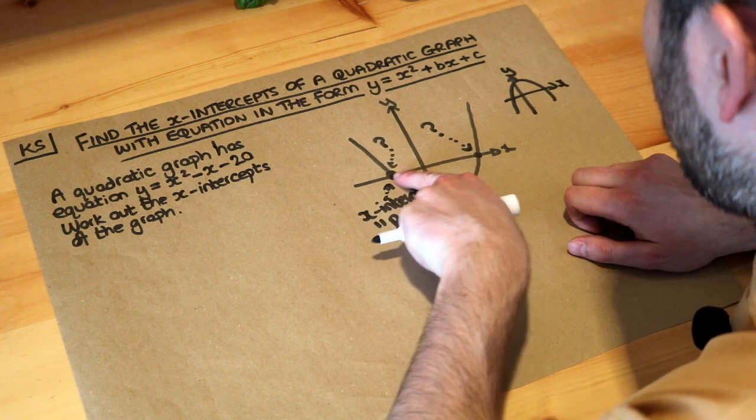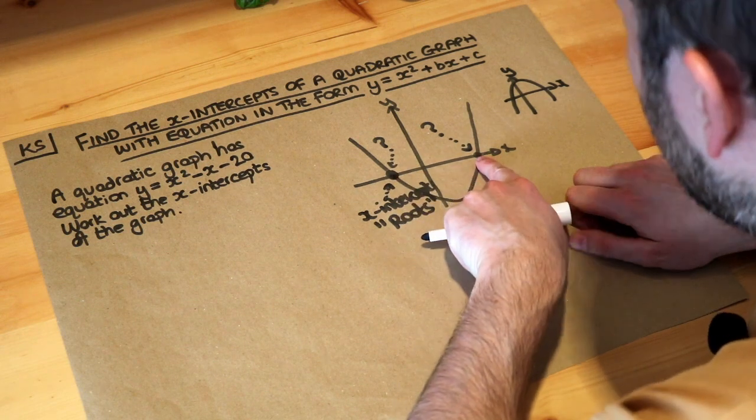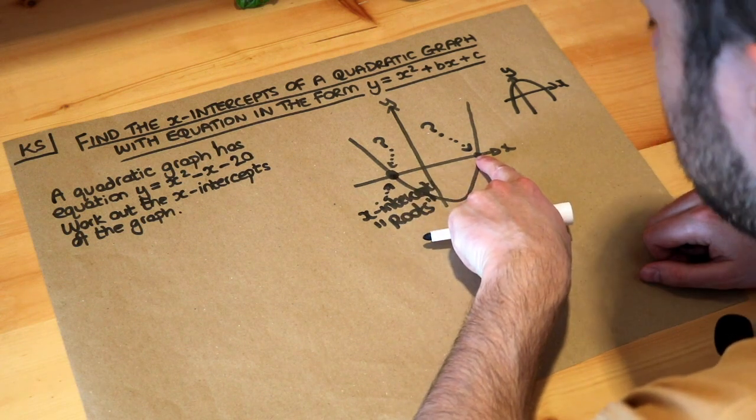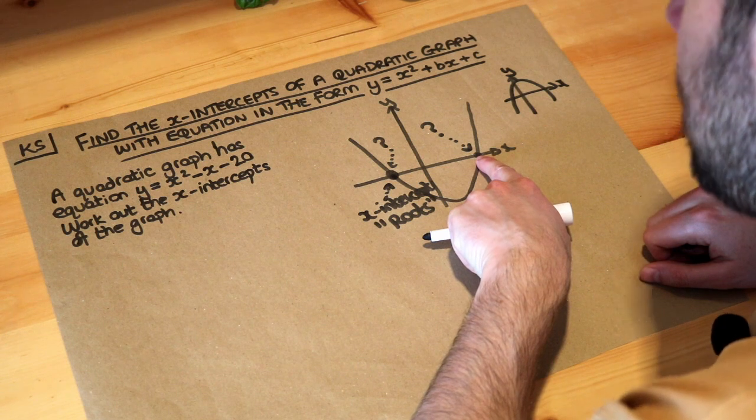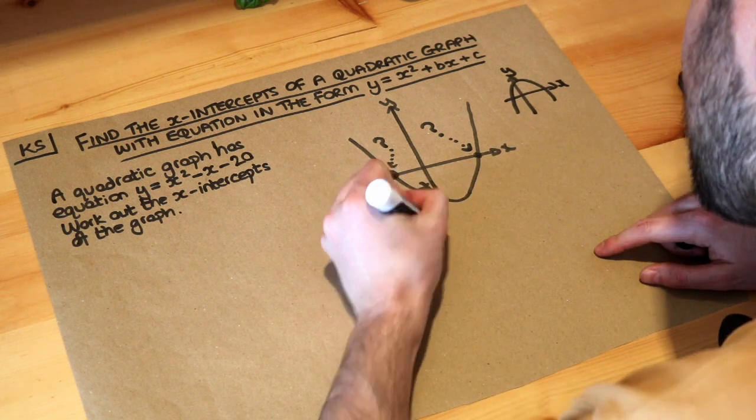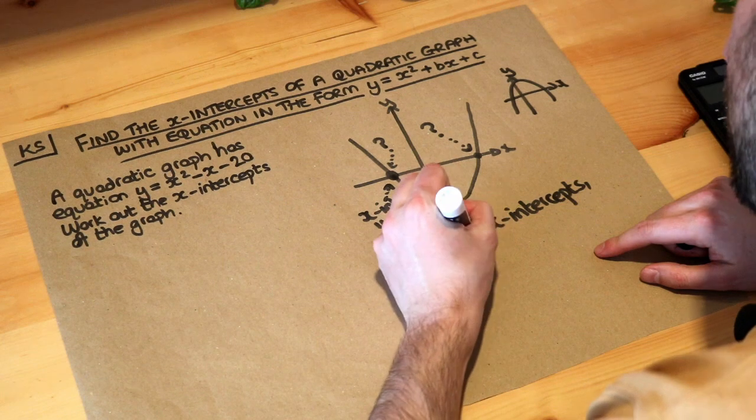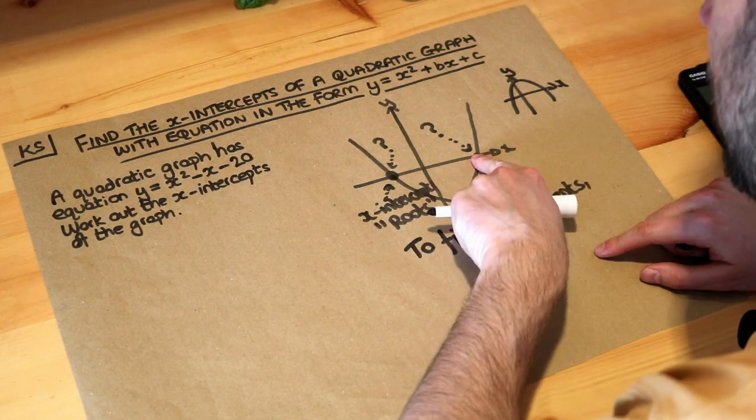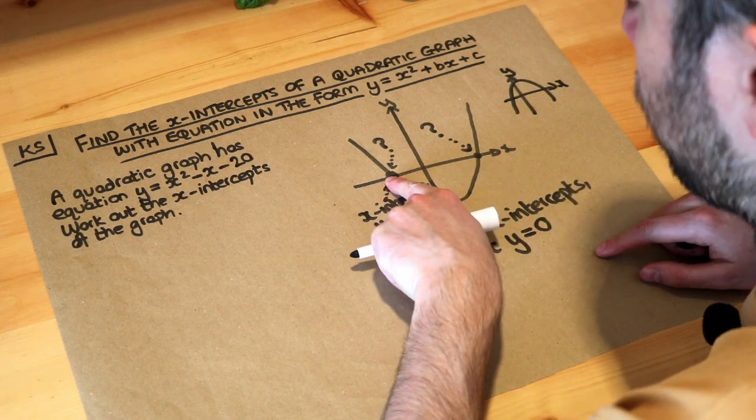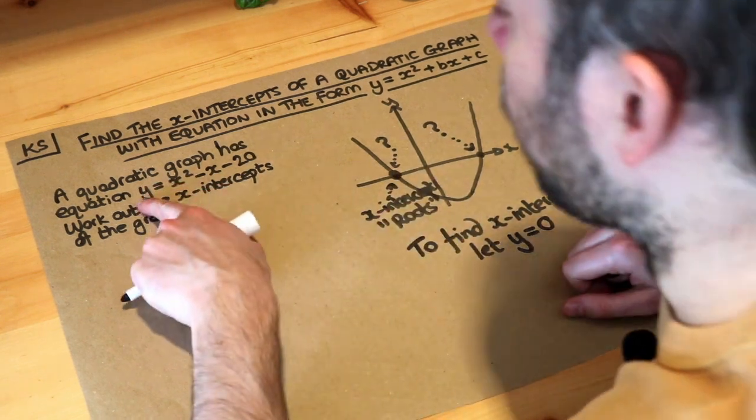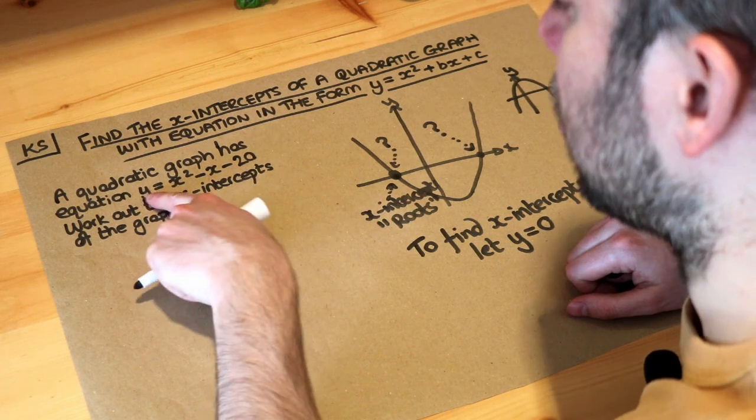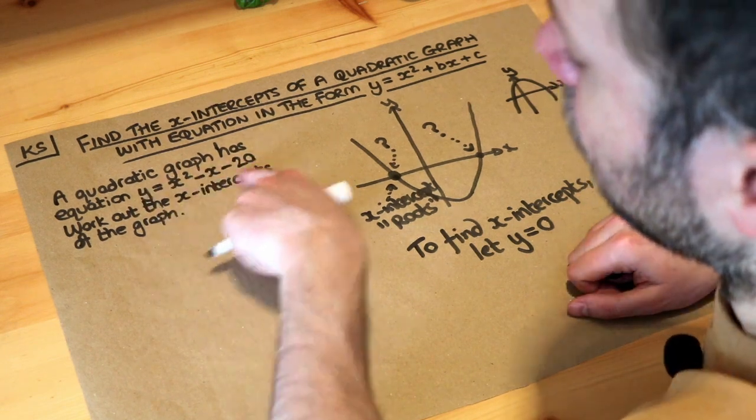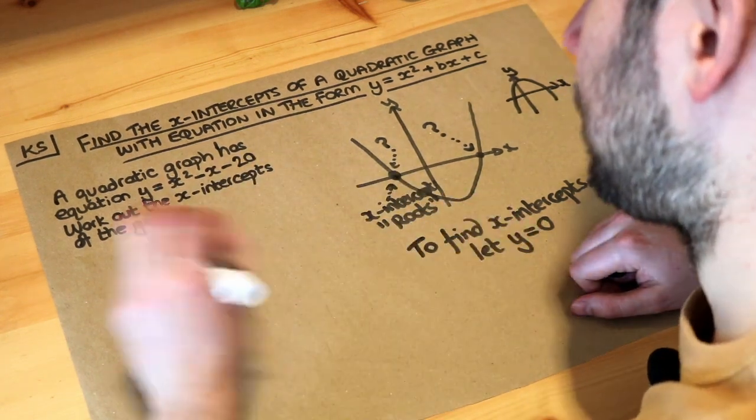Now, what do we know about these two coordinates? Well, if any point is on the x-axis, the y value is 0, isn't it? So to find x-intercepts, we let the y value be equal to 0. The y value is equal to 0 here, and the y value of that coordinate will be 0 there. So we just need to make y 0 in this equation, substitute it in, and then solve the equation to find the possible values of x.